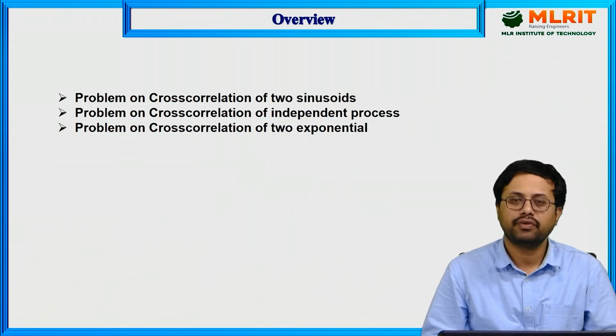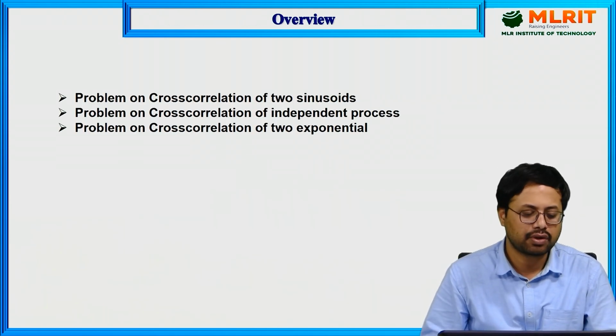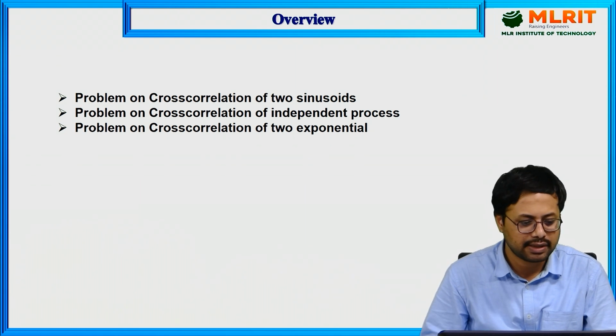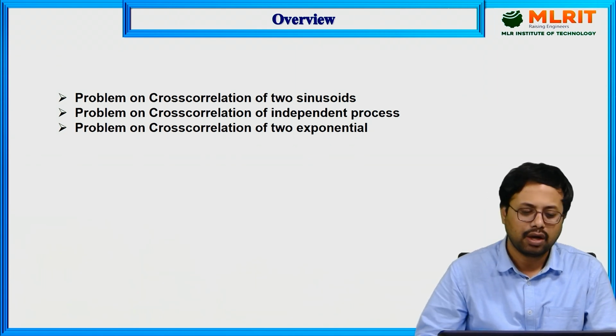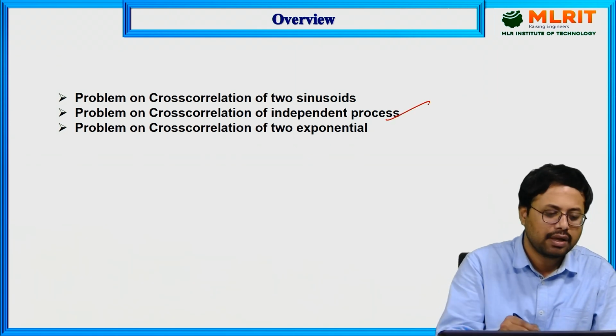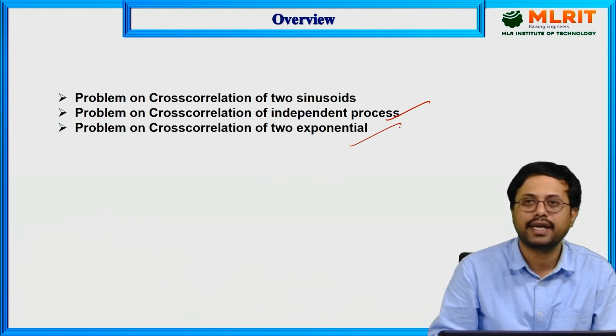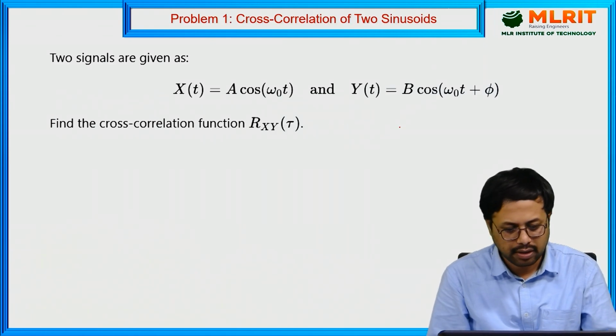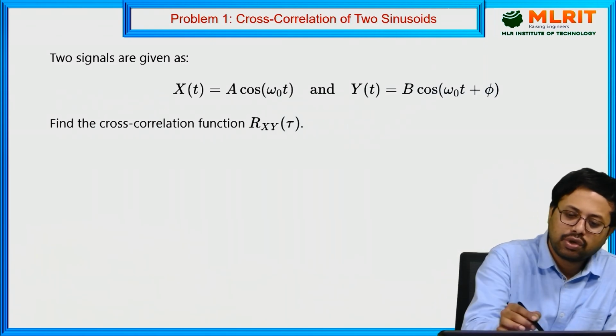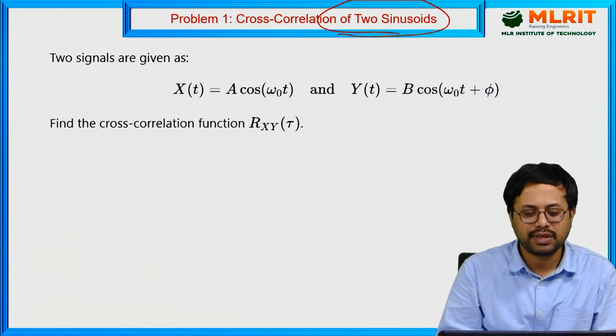Okay, today's overview of the session: we are going to discuss problems on cross-correlation of two sinusoidal signals, problems on cross-correlation of two independent processes, and next, problems on cross-correlation of an exponential random process. Now, first we will discuss the two sinusoids. Two sinusoids means two different sinusoids.